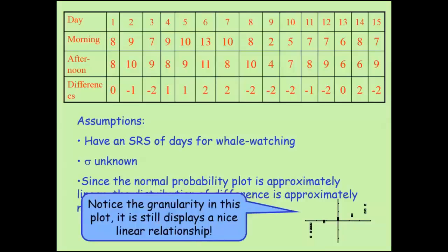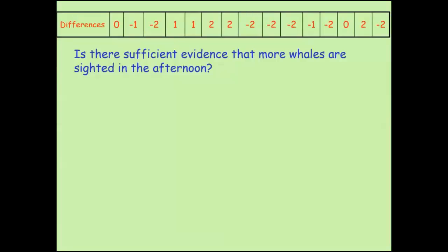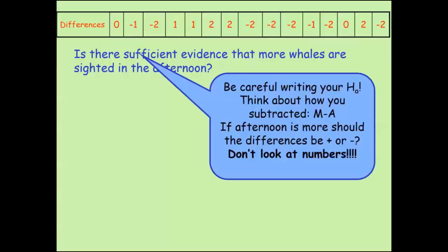So the assumptions are met, and then the question is, is this sufficient evidence that there's a change? Well, let's think about what would happen if it doesn't really matter. If morning or afternoon doesn't make a difference, then I would have expected the average to be 0. That's what I would have thought it would be.